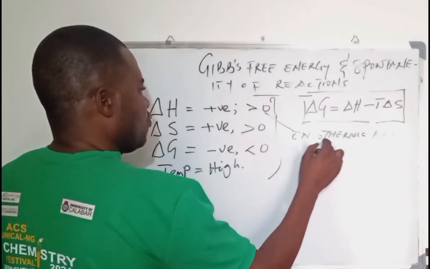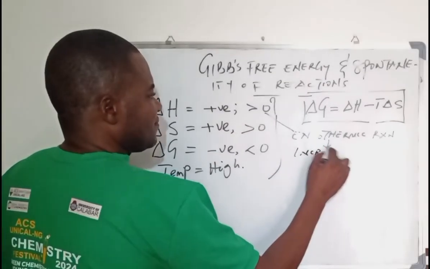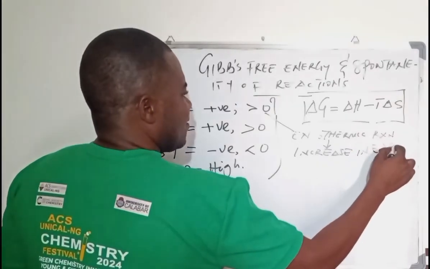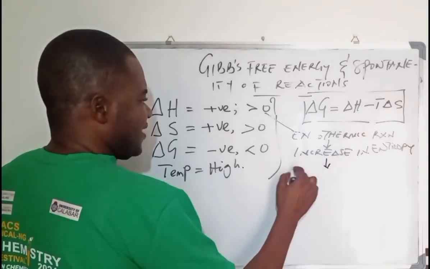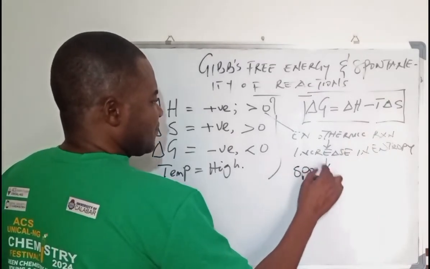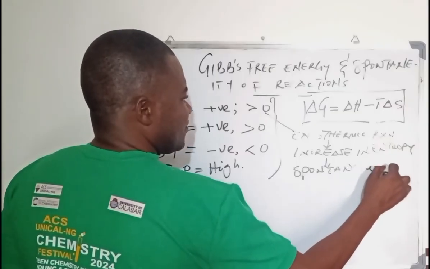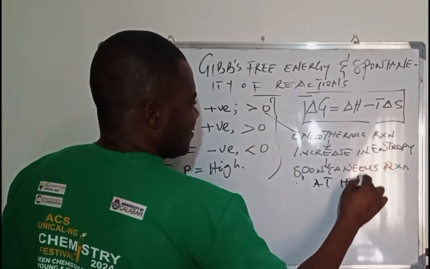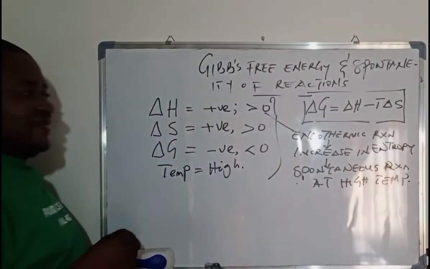Now, the interpretation of this, like I said, is that an endothermic reaction will cause an increase in the entropy of the system, giving rise to a spontaneous reaction at high temperatures. That is what it means.